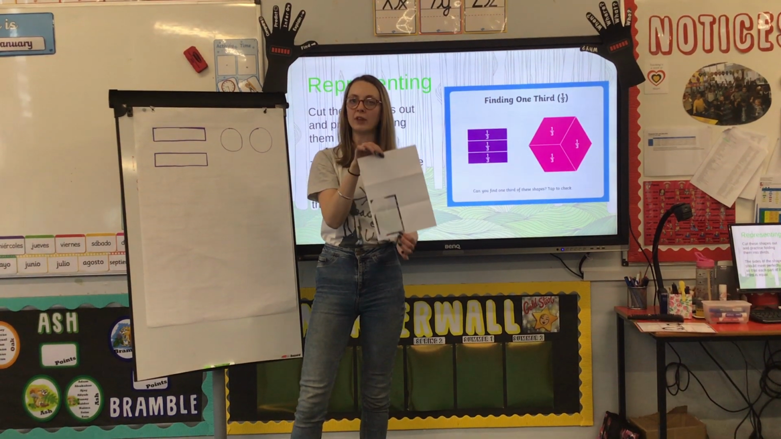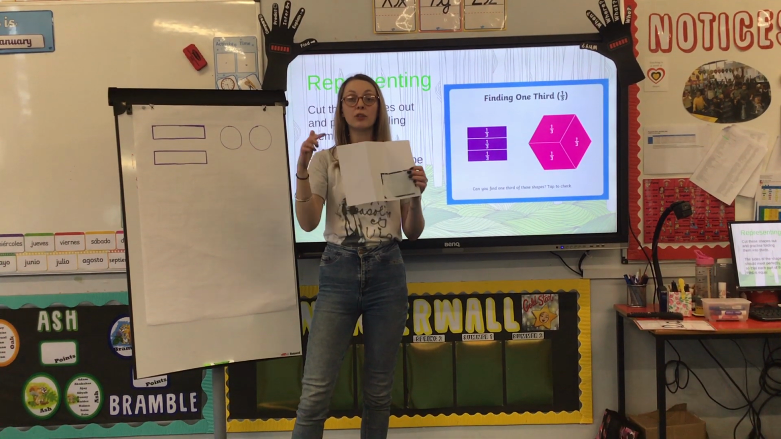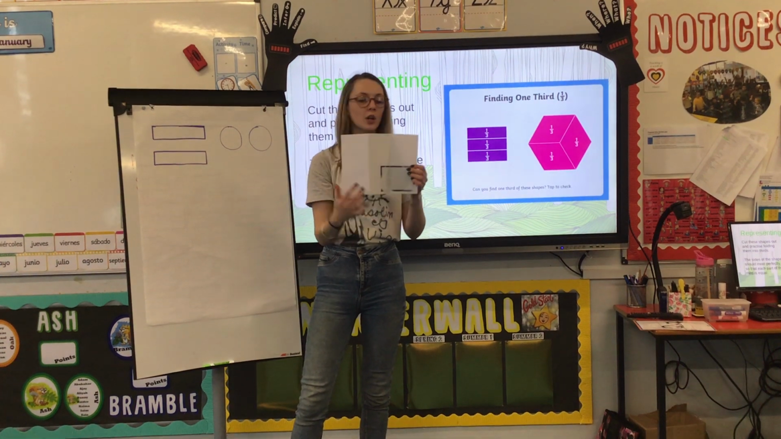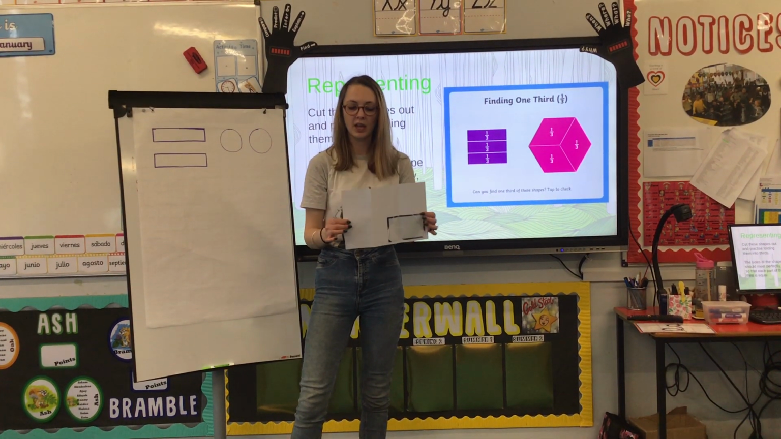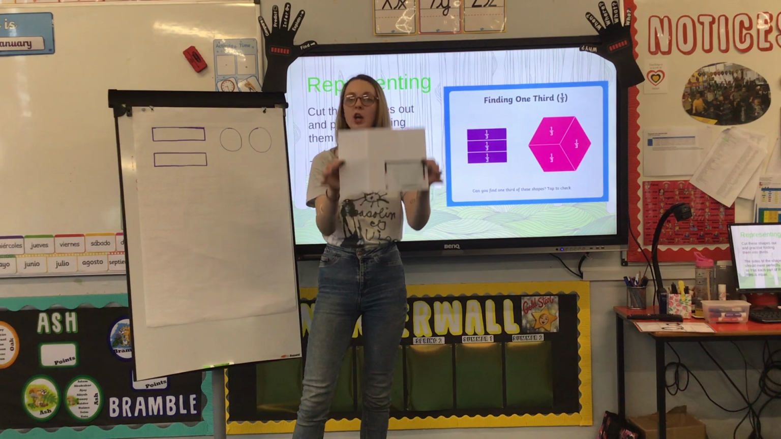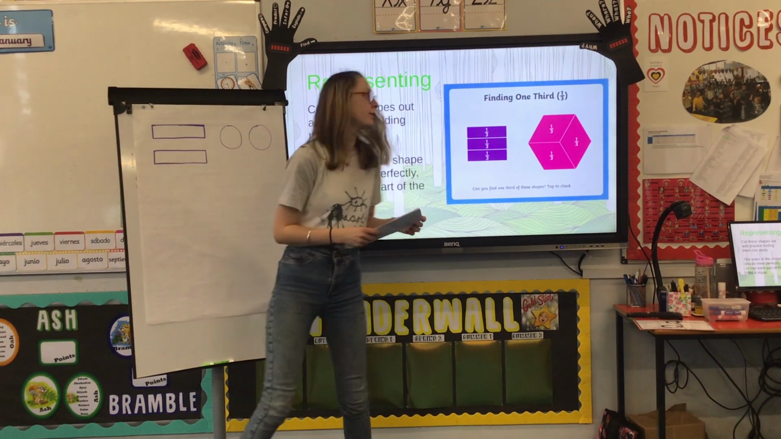Is there another way this could be folded into thirds though? Pause this video and have a go. How many different ways can you get 3 equal parts? Not 3 unequal parts, they have to be the same size. So give that a go for me. Pause this video and off you go.